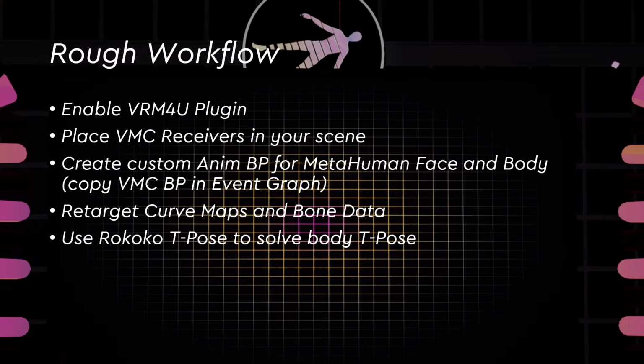And you'll copy some blueprints and create animation blueprints for MetaHumans. So these are custom animation blueprints so that they will be driven by VMC data. We'll then retarget some of the receiving data, curve maps and bone data into the MetaHuman animation blueprints. And finally, use the Rokoko T-pose to solve the MetaHuman body so that it is easier to translate T-pose to T-pose. If you have any experience working with mocap, pose and configuration is the key to making the animations really work well. So this is the rough workflow of today.